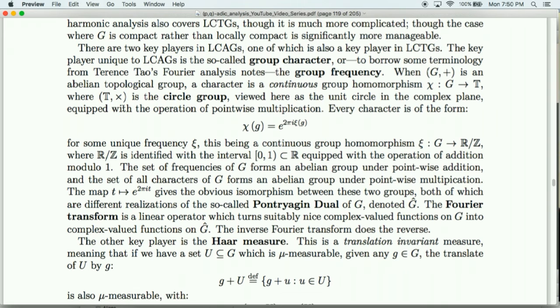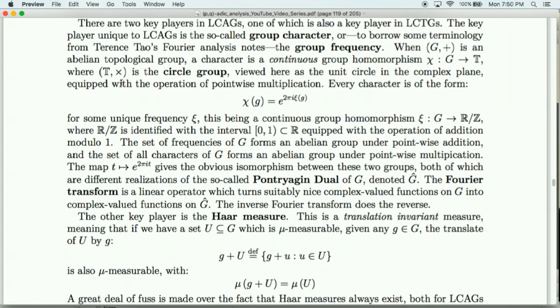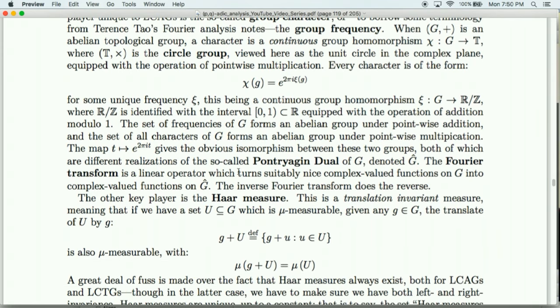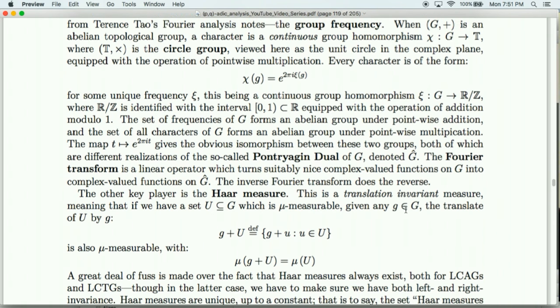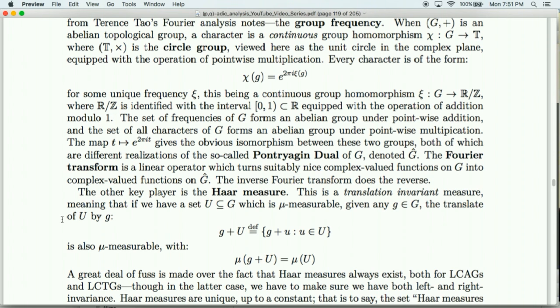The other key player, and this is the one that works in both the abelian and non-abelian cases, is the glorious Haar measure. This is a translation invariant measure, meaning that if we have a set U in G which is measurable with respect to our measure, then given any g in G, and here G is abelian, the translate of U by g, g plus U, is also measurable, and the measure of the translate is the same as the measure of the original thing.